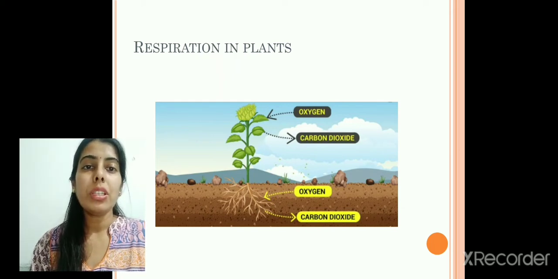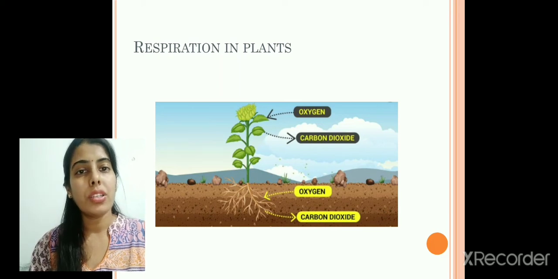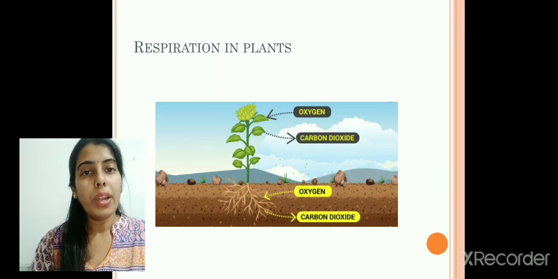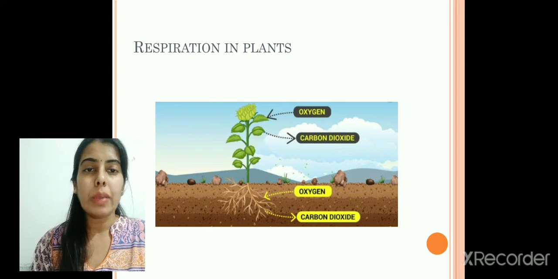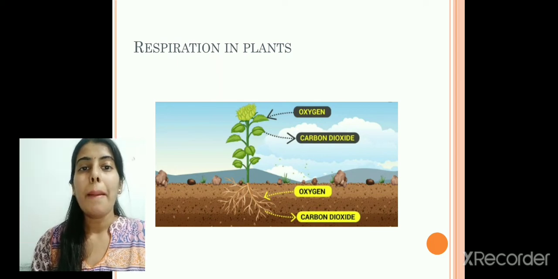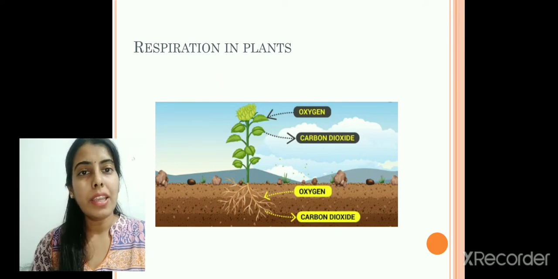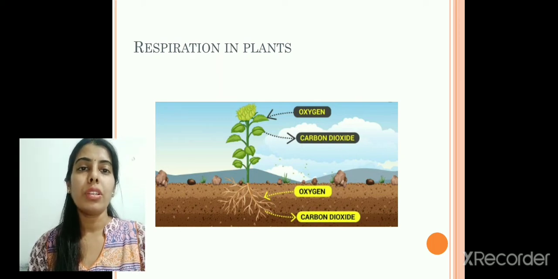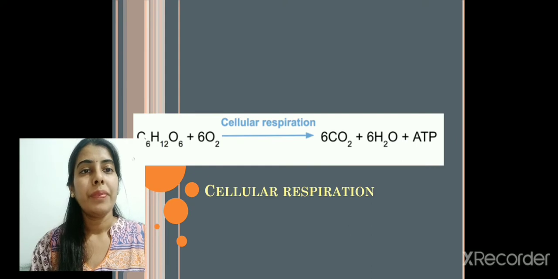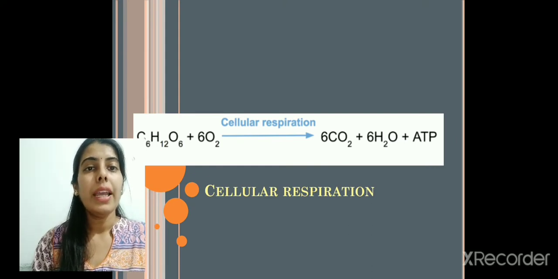For respiration, the plants require oxygen. Although during the whole day the plant is producing oxygen by the process of photosynthesis, at night photosynthesis is not occurring because sunlight is not there. Only respiration is occurring. But during the daytime, both the processes occur simultaneously. Plant is photosynthesizing also and respiring also for the release of energy. Here we can have a look at the chemical equation for cellular respiration.